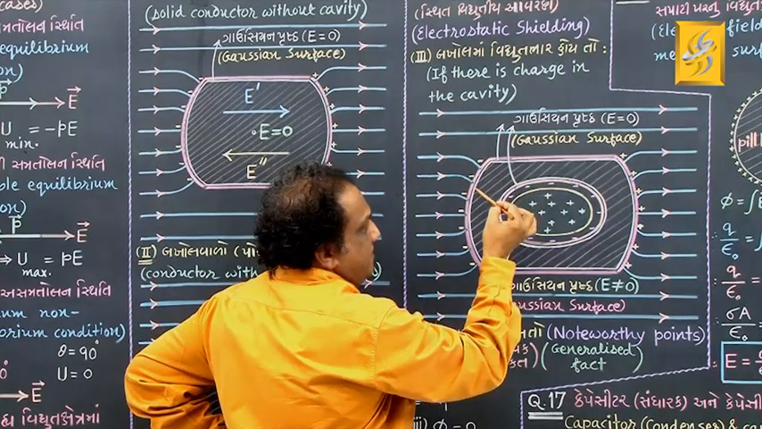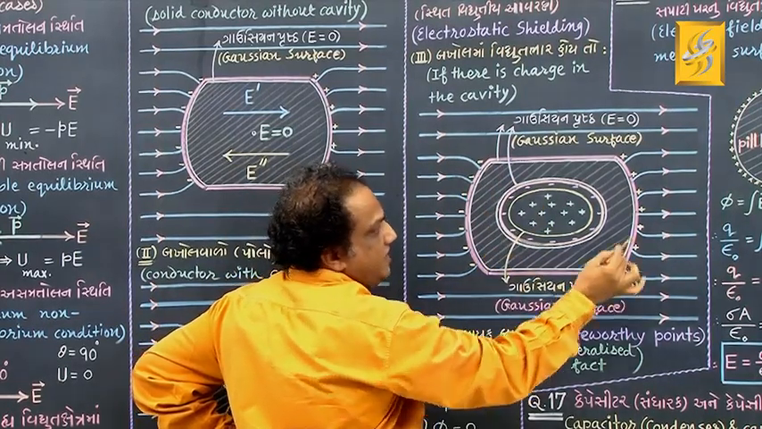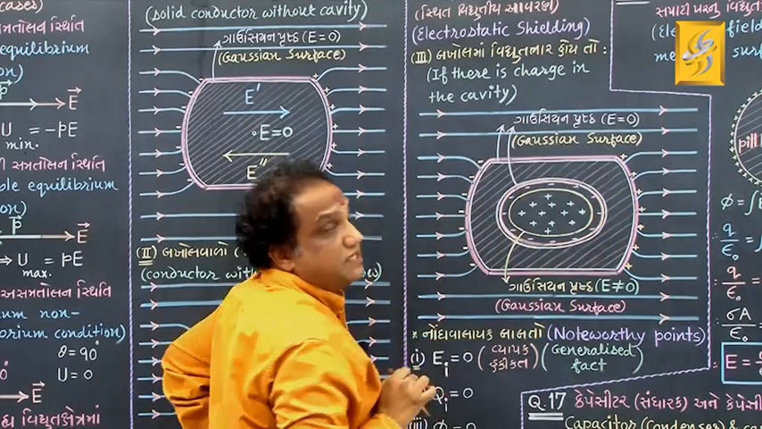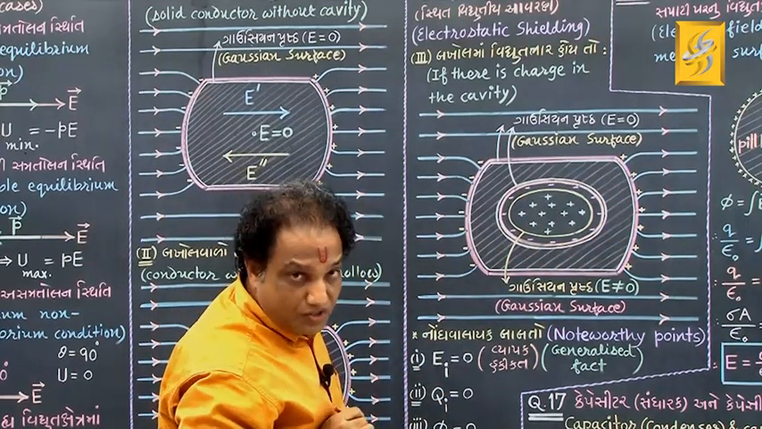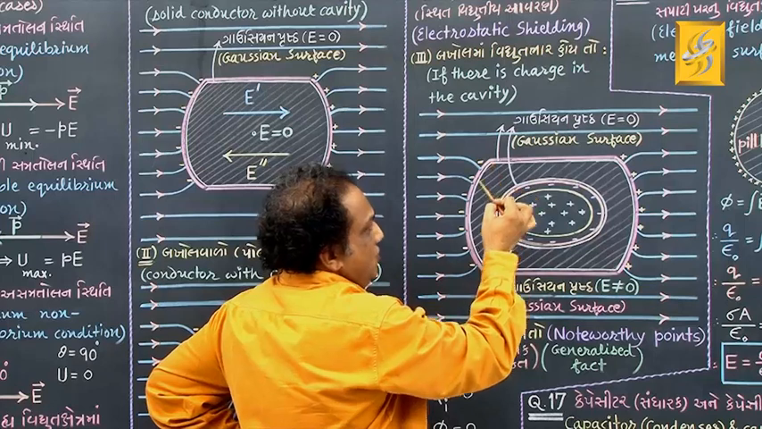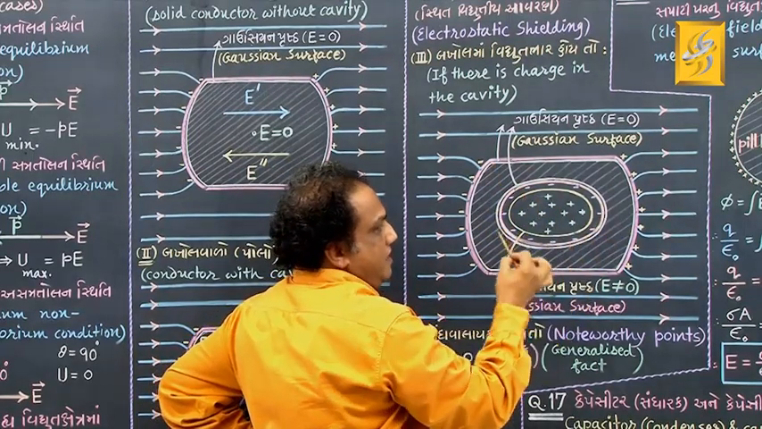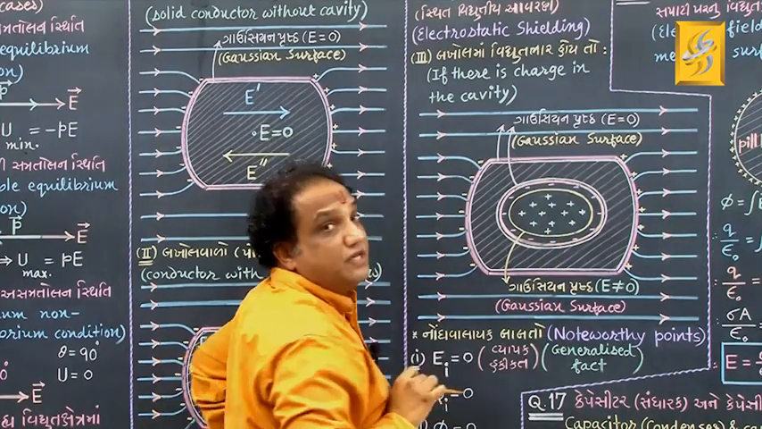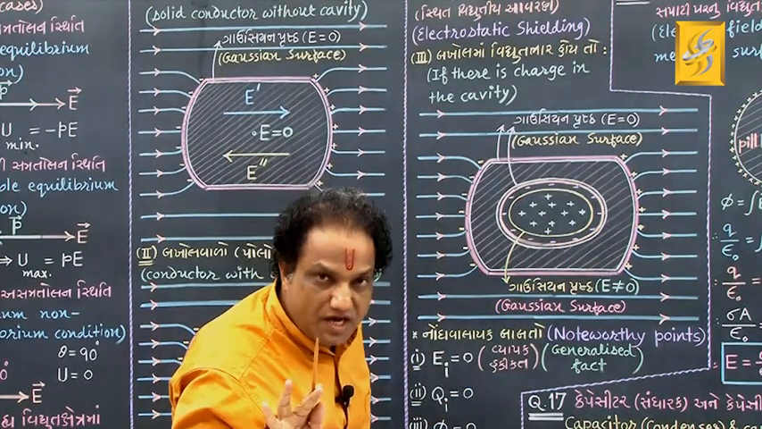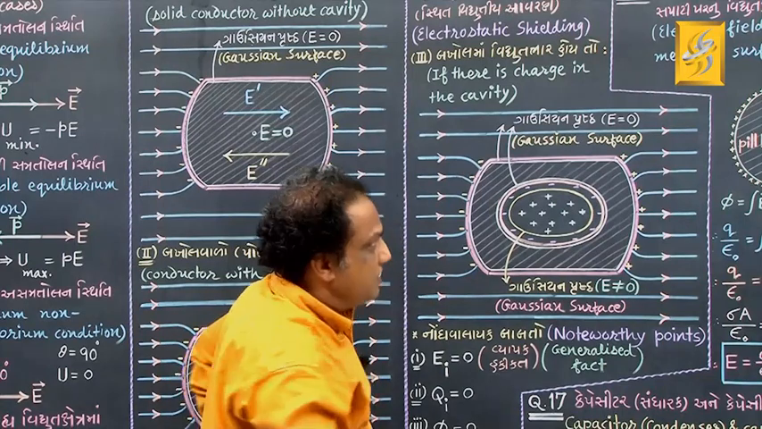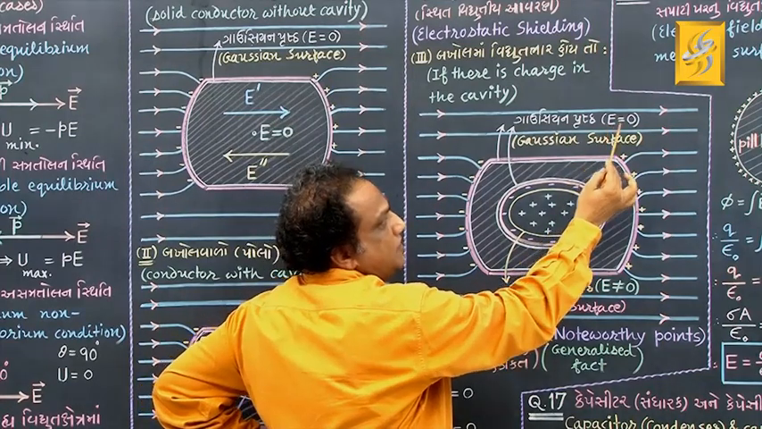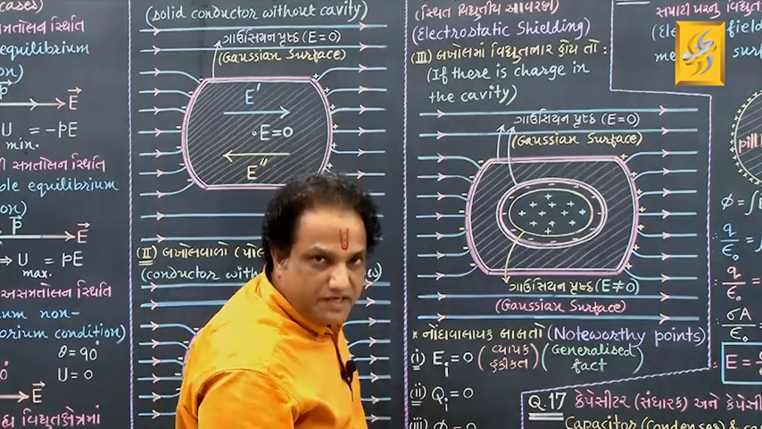For this surface, it does not have any net amount of electric charge contained inside, because the charge enclosed by this Gaussian surface is minus 12 plus 12, it is 0, no charge, no electric field. That is why I am writing E equal to 0, correct.